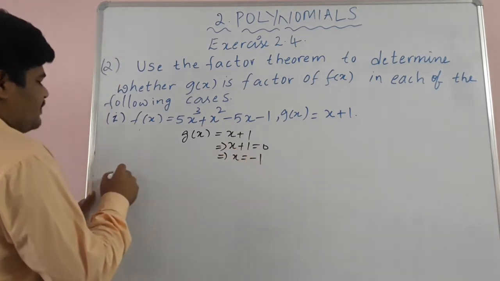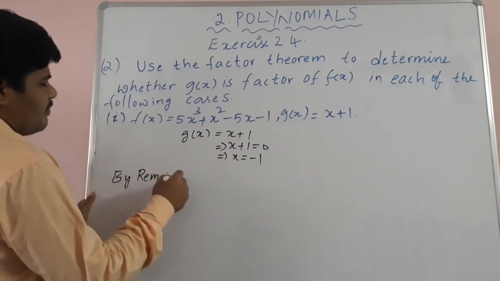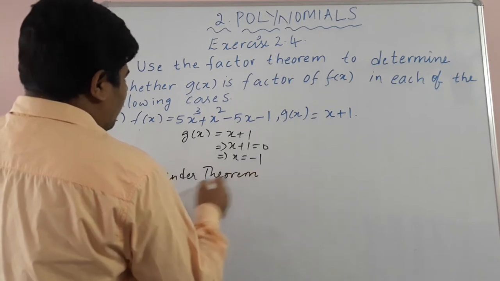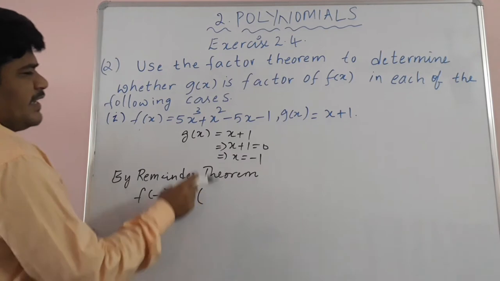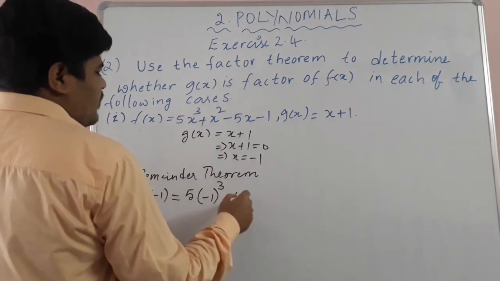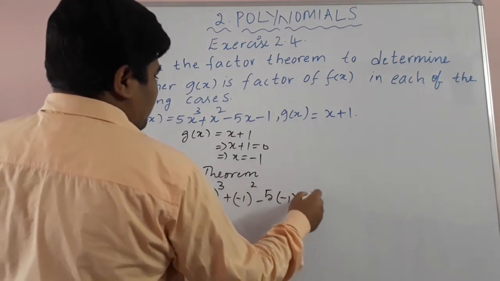So children, now by remainder theorem, what is the remainder? f of minus 1. Children, just replace the x value with minus 1: 5 into minus 1 cube plus minus 1 square minus 5 into minus 1 minus 1.